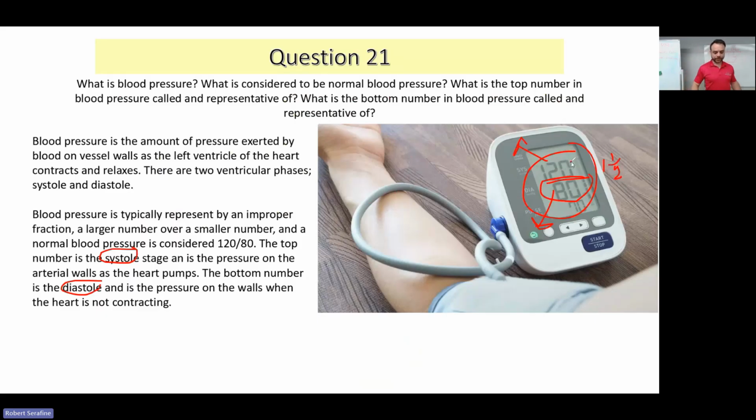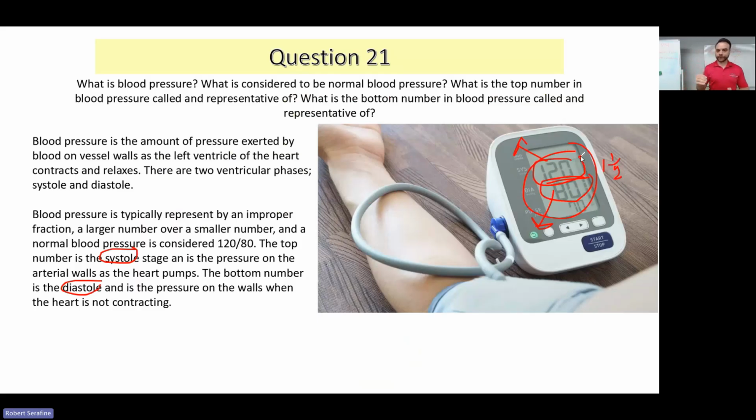The top number, the systolic pressure, is when the ventricles contract and the arteries have blood rush through them. That is the pressure we're measuring. We all know that, right? If you feel for your pulse, you'll feel the throbbing of your pulse, representing your heart beating. The apex, the peak of that throb, is the systolic pressure that we're measuring.